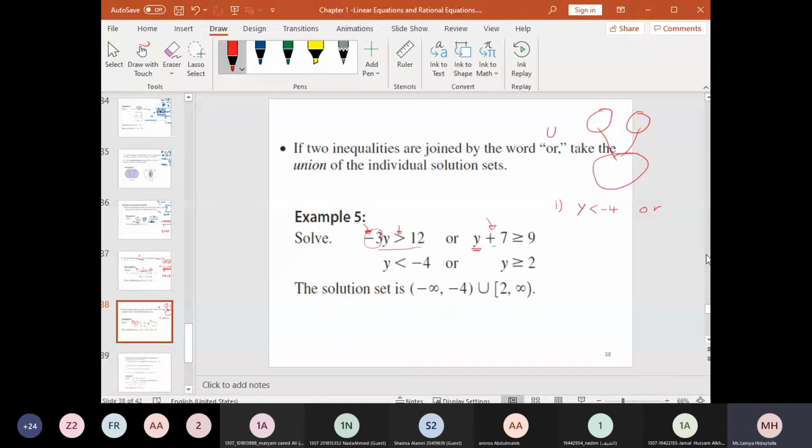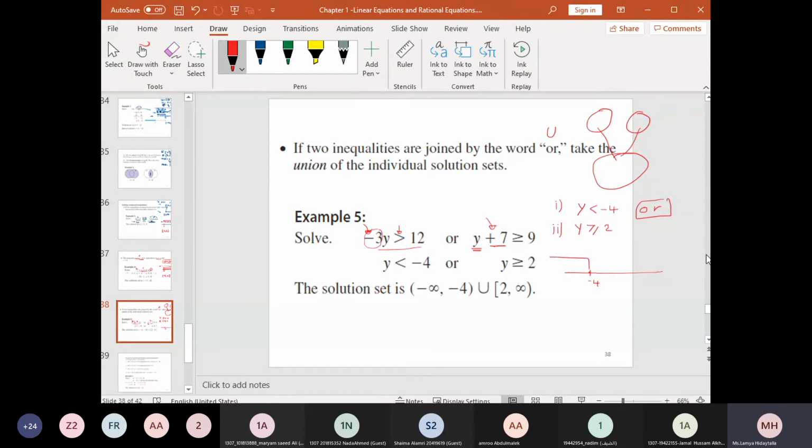Or what? Now we have this one. We want y alone, and here there is a +7, so I have to subtract 7 from each side. So the second inequality will be y is greater than or equal to 9 minus 7, which is 2. Okay, so I'm joining them by or. Y less than -4. So this is -4.